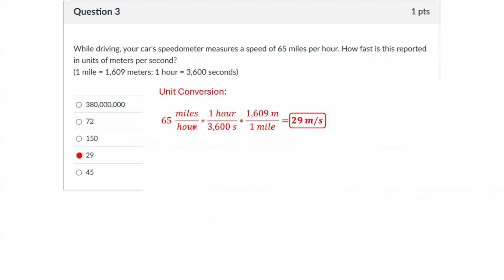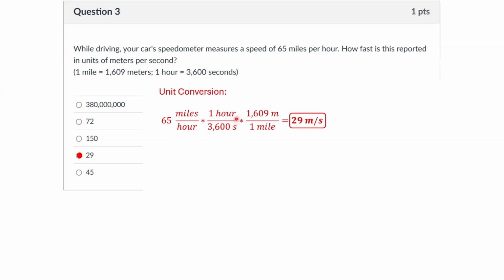First, we can deal with the hours in the denominator by multiplying by the conversion factor that says 1 hour equals 3,600 seconds. Put the hours up top, put the seconds in the denominator, and hours will cancel, and we'll be left with seconds in the denominator.